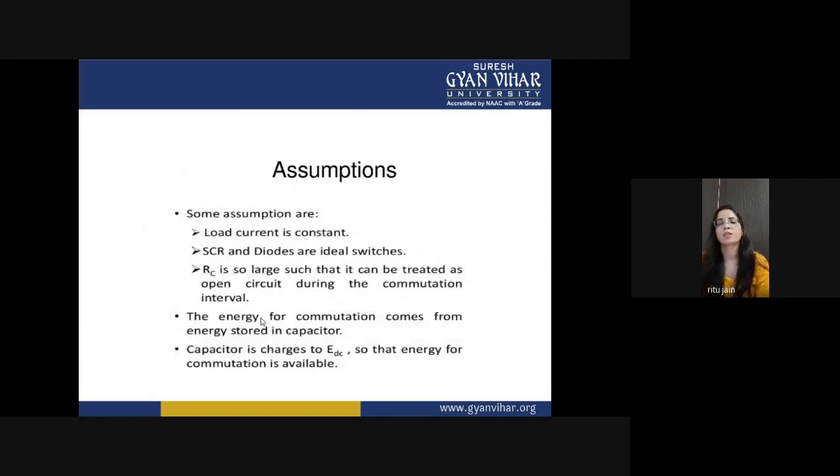There are some assumptions which you have to take before the current commutation process. The assumptions are that the load current is constant, and the SCR and diode are ideal switches. RC is a large resistance such that it can be treated as an open circuit during the commutation interval, and the energy for commutation comes from energy stored in the capacitor. So the capacitor is charged to EDC so that energy for commutation is available.